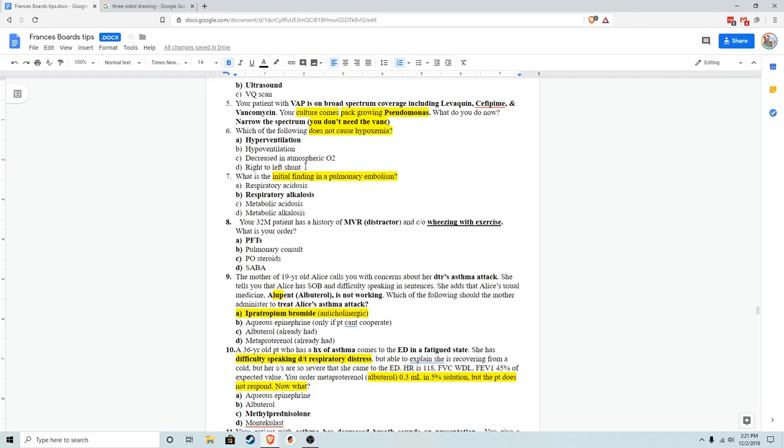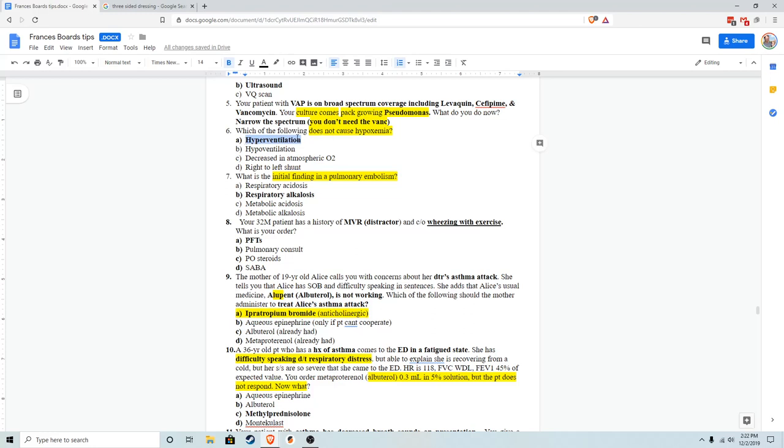Right to left shunt. If you're not familiar with a right to left shunt, that's where you have a hole in your septum of either your atrium or ventricle, causing blood to pass from the right side of the heart to the left side of the heart and bypassing the lungs. That will cause hypoxia. So the only one that does not cause hypoxia is hyperventilation. You're breathing very rapidly, but of normal or maybe subnormal volumes, but you're breathing rapidly. You're getting enough oxygen in. Typically, if you're hypoxic, you'll start breathing faster.